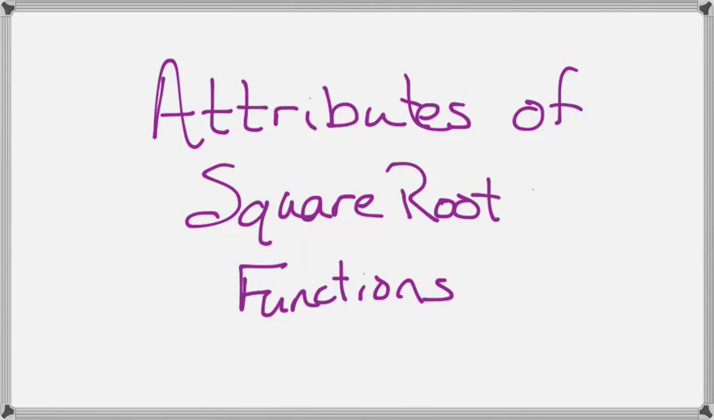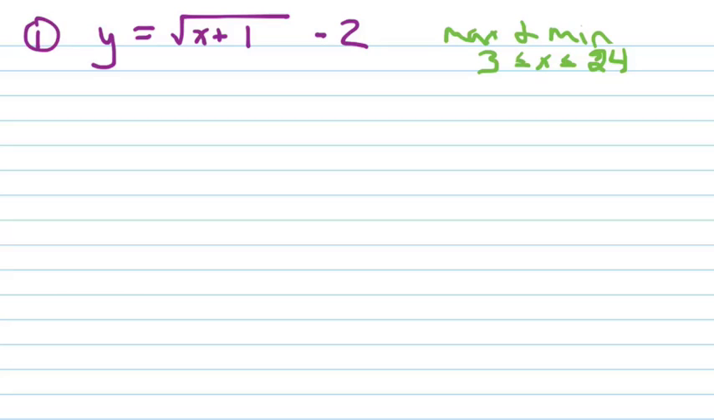Attributes of square root functions. Today we are going to be looking at both the x and y intercepts, and if I restrict the domain over a certain region, find the max and min. We have already discussed having a domain and range and how you calculate those yesterday. That's also going to be a part of the assignment today.